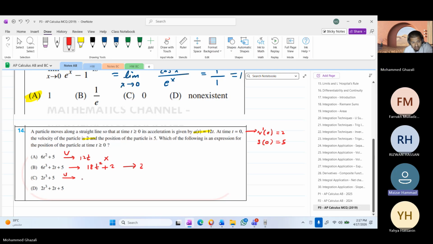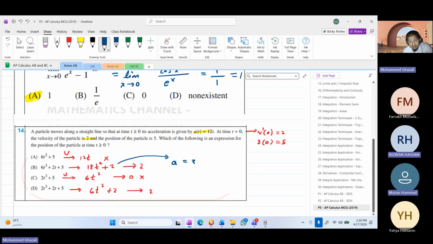Now let's differentiate again to find the acceleration. We're getting 36t, so it can't be this. It has to be this. Differentiate this one, find the acceleration: 12t. Yes, 12t. Yes, it's D.